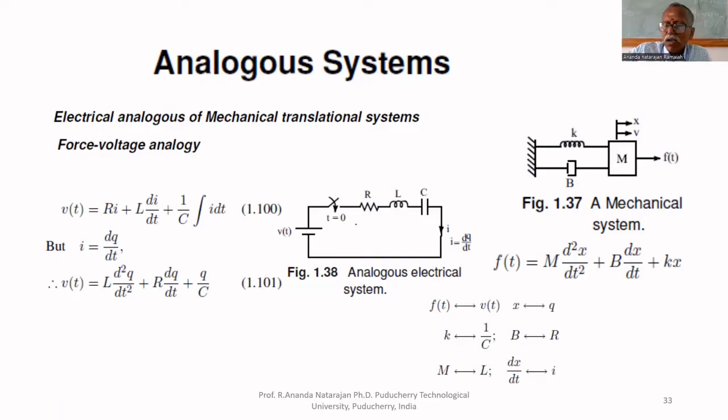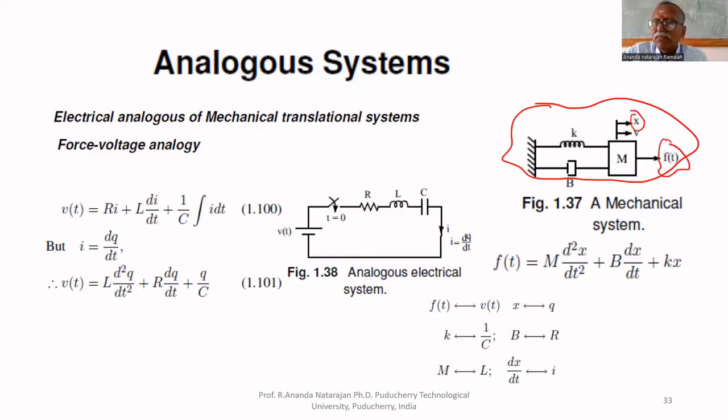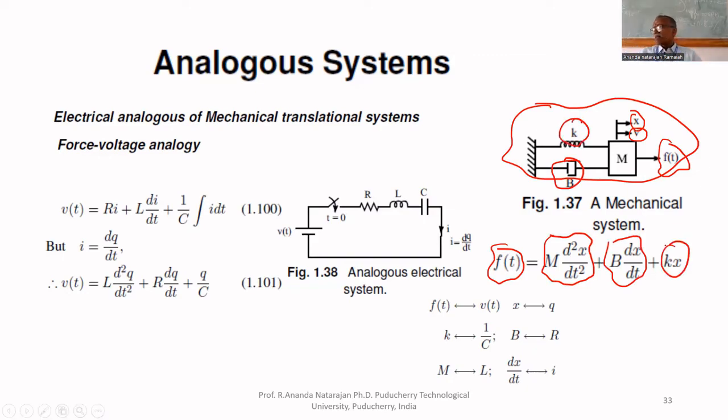What is the mathematical model of this given mechanical system? The applied force is F of t, the displacement is x, the velocity is v. Therefore, the mathematical model is F of t equal to, because of mass m, m d square x by dt square. Because of this b, you can write b dx by dt. Because of this k, you can write kx. That's all. This is the mathematical model in time domain.